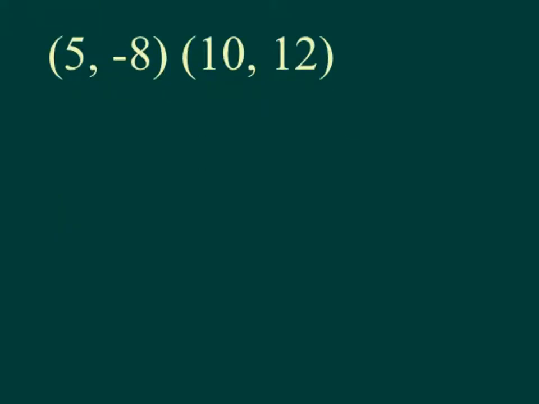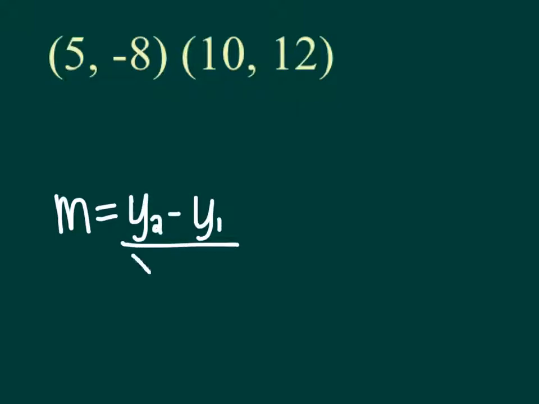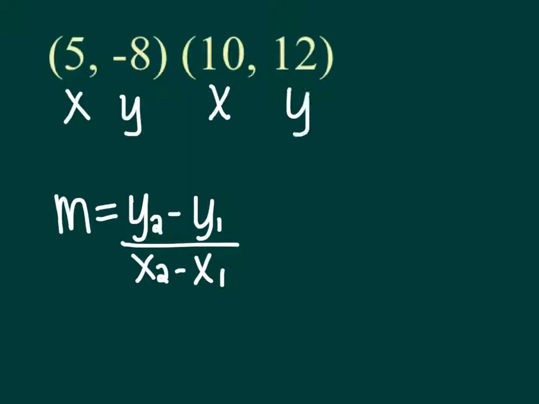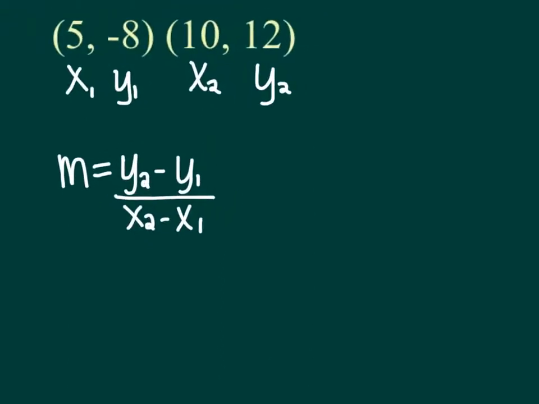So in this problem, we're finding slope when given two ordered pairs, and the formula that we're going to use for slope is m equals y2 minus y1 over x2 minus x1, because m is the formula for slope. Before I start, I want to label my ordered pairs. Ordered pairs always go x comma y. Since the 5, negative 8 ordered pair comes first, I can label that x1, y1, and then 10, 12, x2, y2.